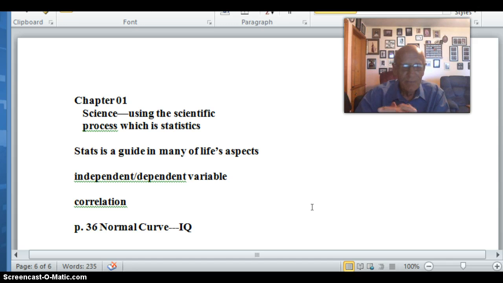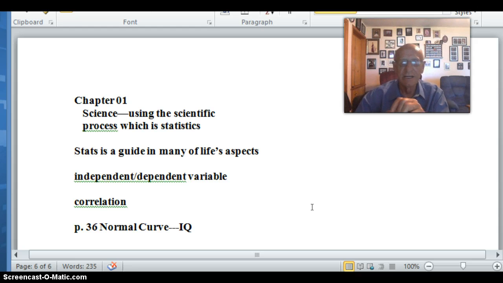Now, statistics. Stats is a guide in a person's way of life. What kind of clothes we wear, what kind of automobiles we like, what color we like, the food that we like, are all based on statistics. If we would perform a statistical study and gather data, we would have an independent and a dependent variable. If we wanted to find out how quickly a person can eat a pint of ice cream, that would be the independent variable. The dependent variable would be the time in which they ate this pint of ice cream.